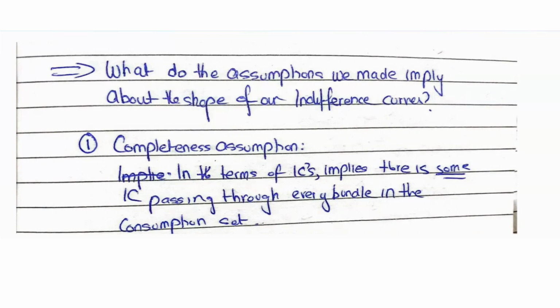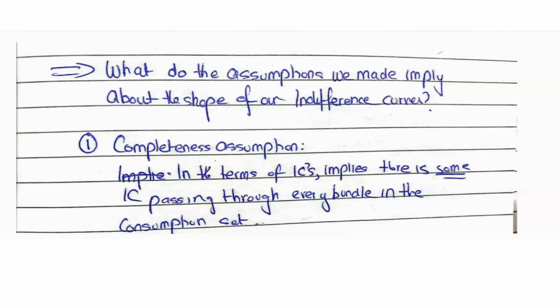If we recall, the completeness assumption says that you're able to rank or compare any two bundles. Are you able to tell whether you prefer one bundle over the other or you're indifferent between them? In terms of indifference curves, which are written for short as ICs, the completeness assumption implies there will always be some IC passing through every bundle.